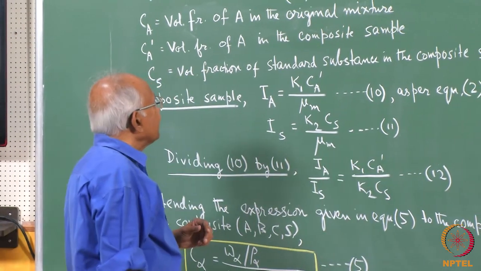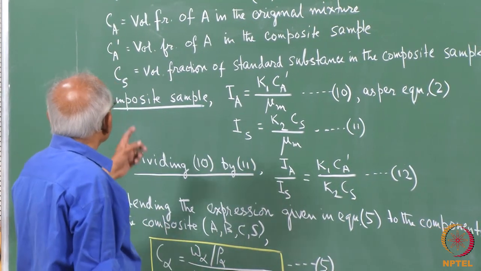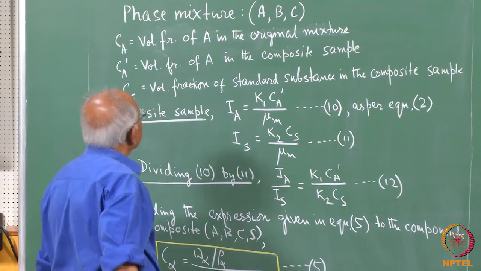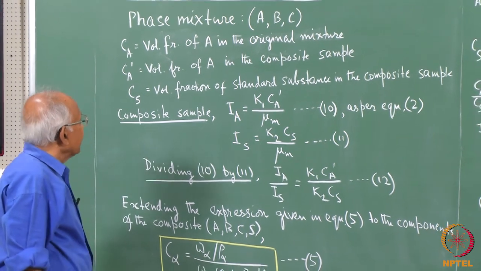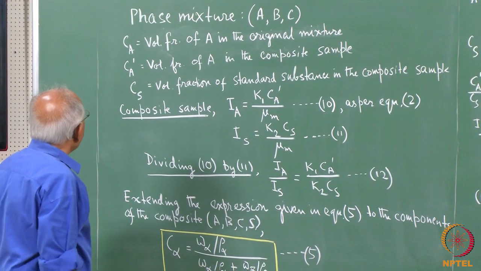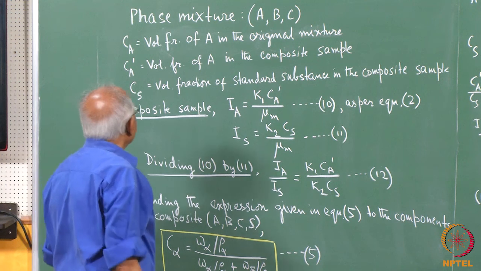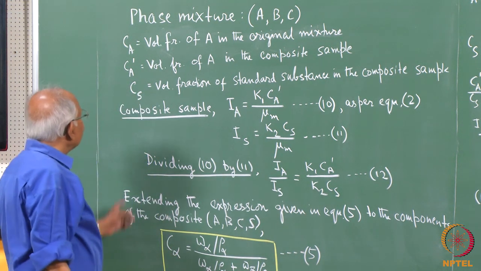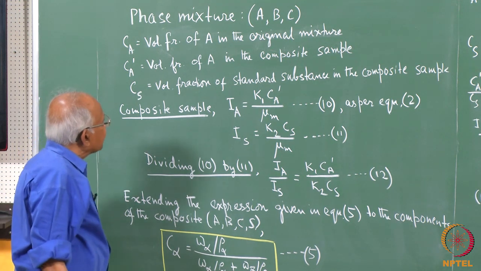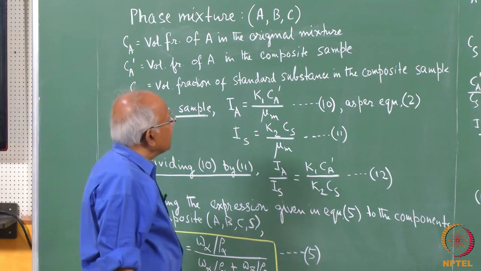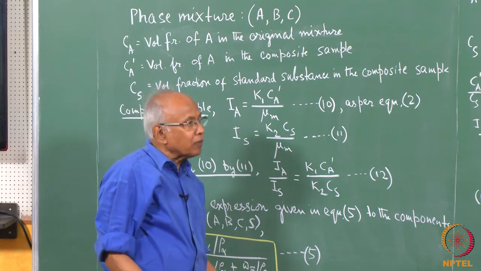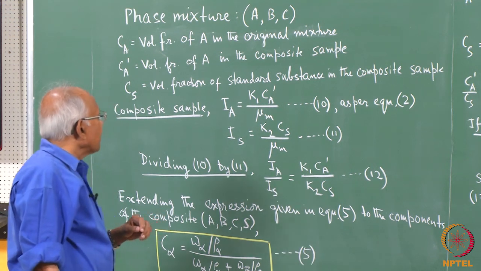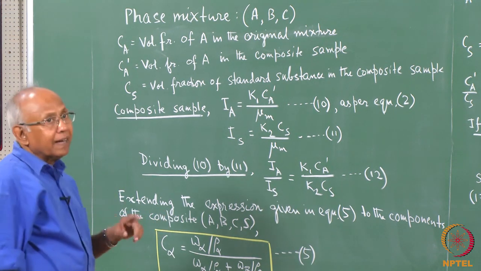When we make the composite sample, say Ca is the volume fraction of the phase A in the original mixture, and suppose Ca prime is the volume fraction of A in the composite sample, and Cs is the volume fraction of the standard substance in the composite sample. Then we take an X-ray diffraction pattern of the composite sample in a diffractometer.